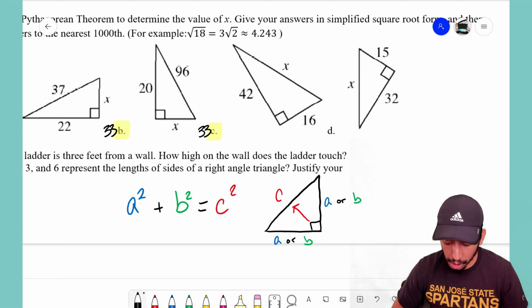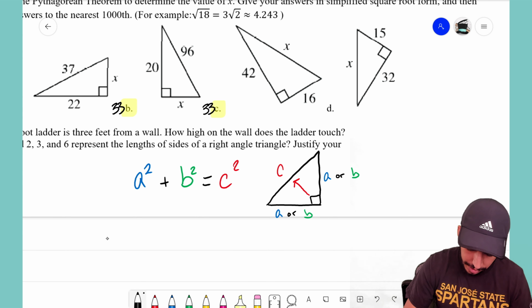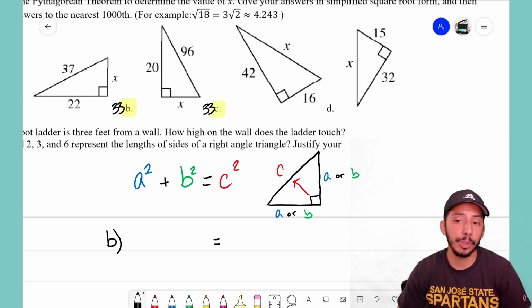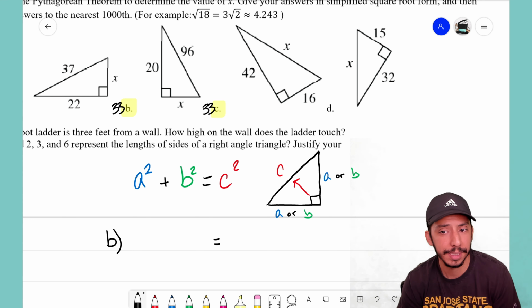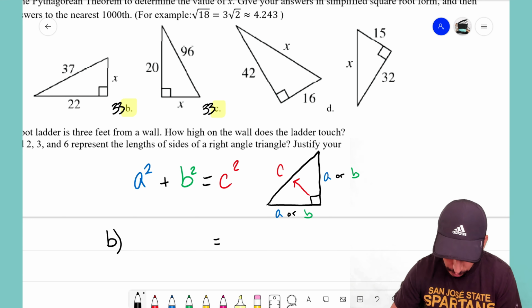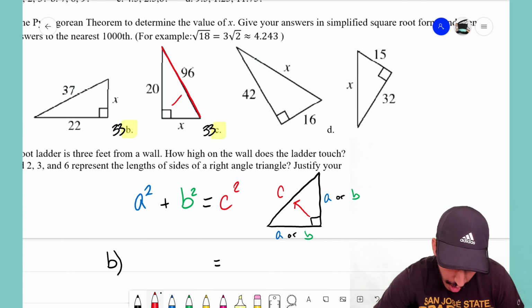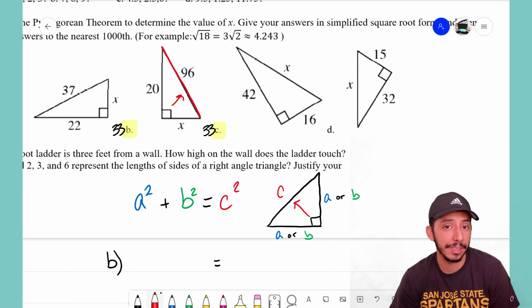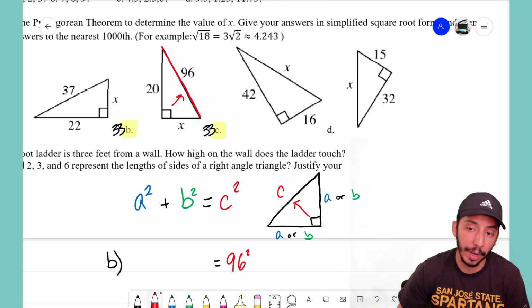Okay? So looking at B, if we're going to use our formula, let's start with C, because C squared is the most important. Looking at our example for B, what does C equal? What is the hypotenuse for B? It's 96. Right up here. I'm going to zoom up here so I can show you. That is the side that's opposite the right angle. Okay, that's what we're going to write for our C squared.